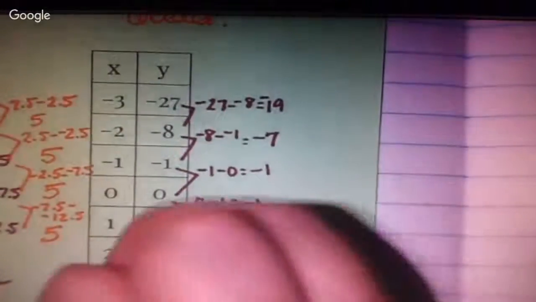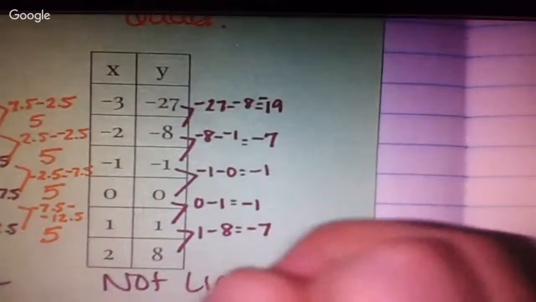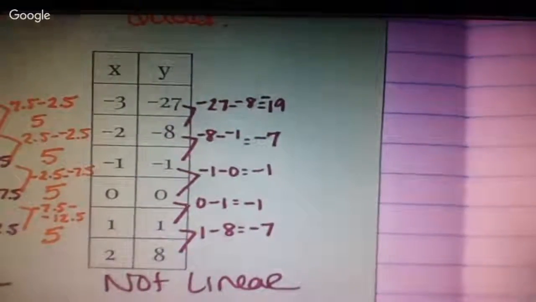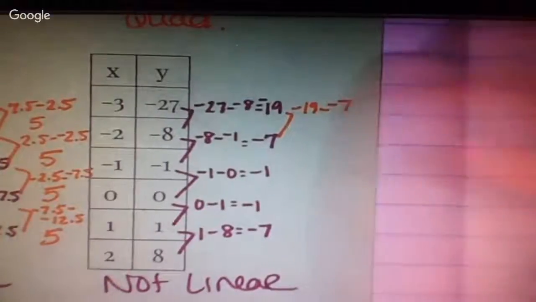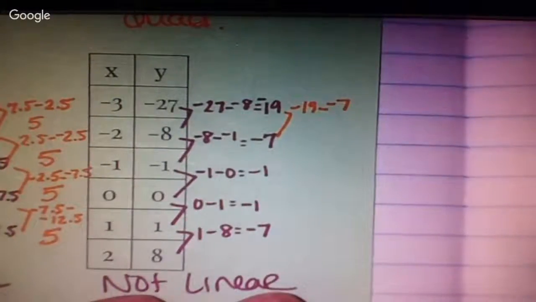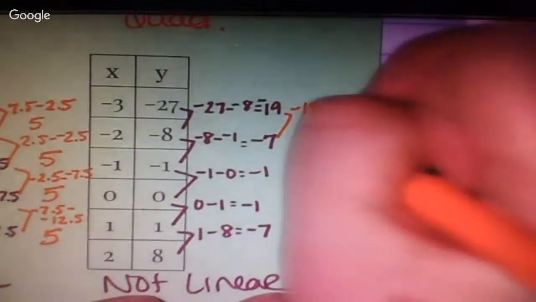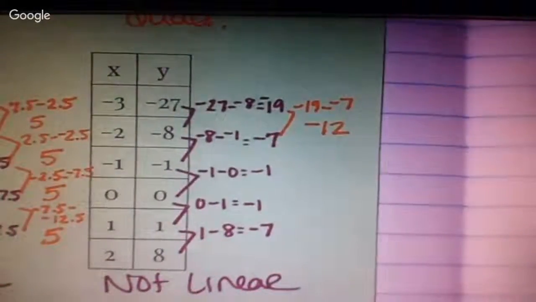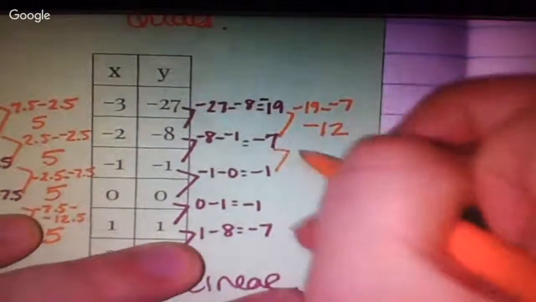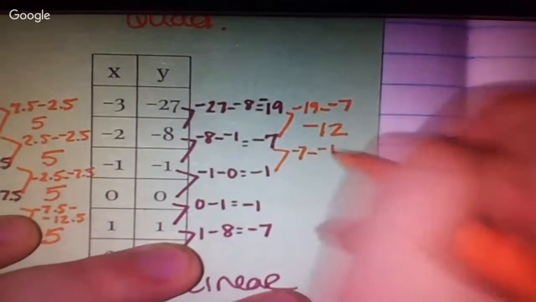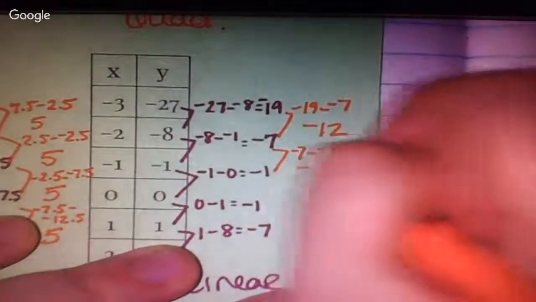So this is not linear. Maybe. Maybe not. Yeah, it's probably not. This is the last one. Okay. Negative 19 minus a negative 7. This should be negative 12. Remember, minus a negative turns that 7 to a positive. So you technically have negative 19 plus 7, which makes that a negative 12. Negative 7 minus a negative 1, negative 6.